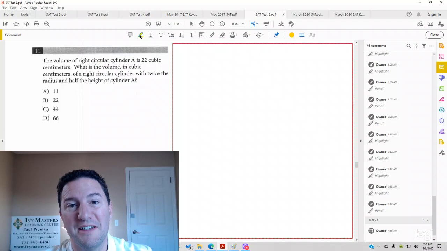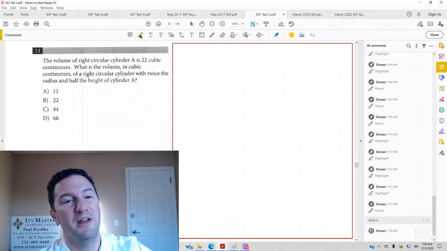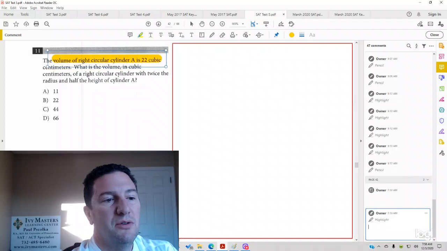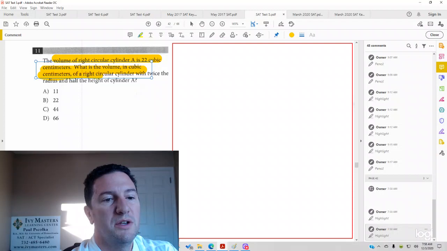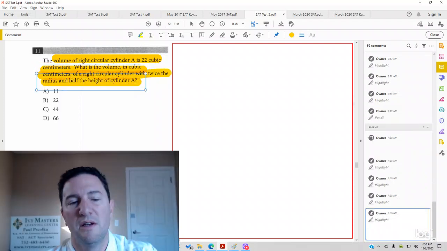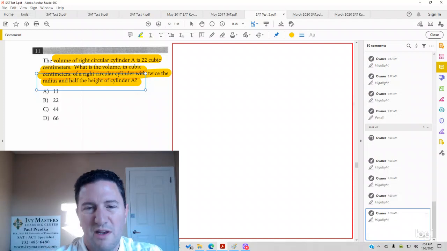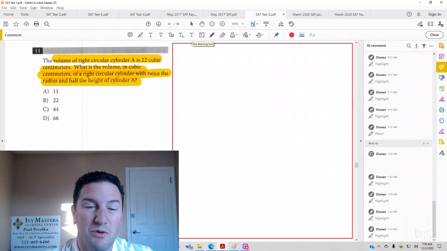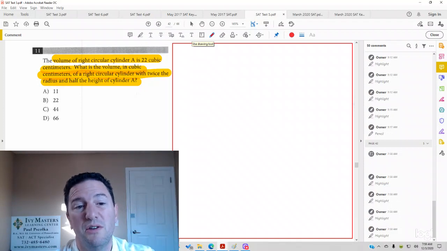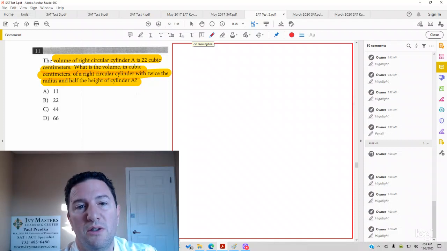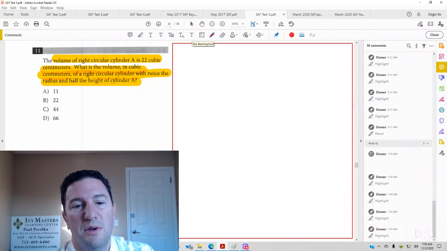And today we're going to look at Test 5, Section 3, number 11, which reads, the volume of a right circular cylinder is 22 cubic centimeters. What is the volume in cubic centimeters of a right circular cylinder with twice the radius and half the height of cylinder A? So, the question's kind of abstract. So, what can we do? We can pick numbers, make it more solid. What I'm actually going to do is ignore the fact that the volume of the original is 22, and we'll see what happens here.